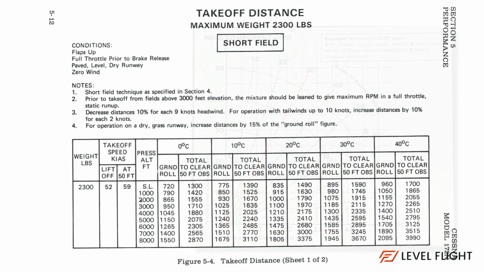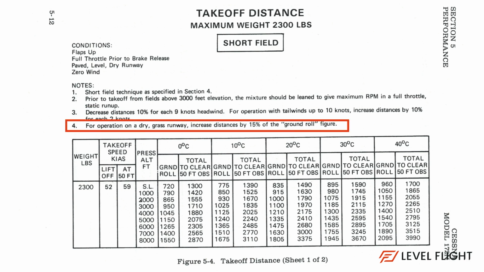Referencing back to the chart, we need to decrease our distance by 10% for each 9 knots of headwind. Do we have 9? No, we don't. Even though we are close, it's best not to take credit for the headwind as it is a safer margin. The only other note remaining discusses operation on a grass runway. We are not doing that today, so we are done.